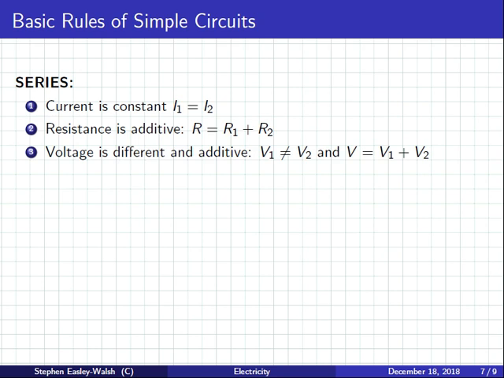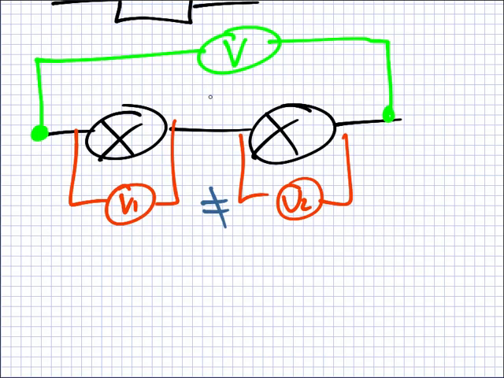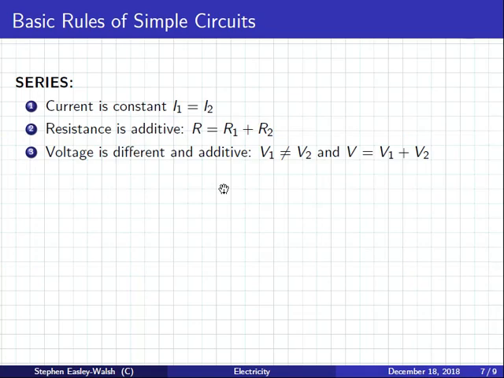But the amp is the same. So the resistance is different for each. Because you're right, Gav. If these were the same, like if this was 1 ohm and 1 ohm, then the V's will be the same. But usually they're different. Okay, continue.